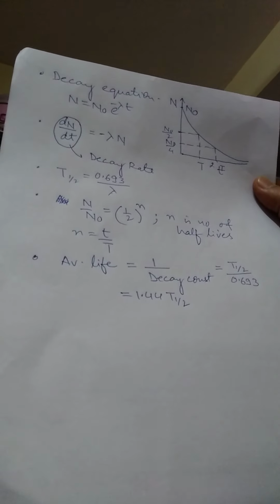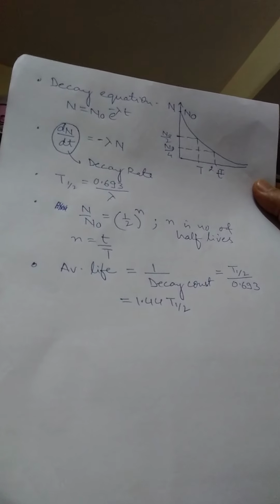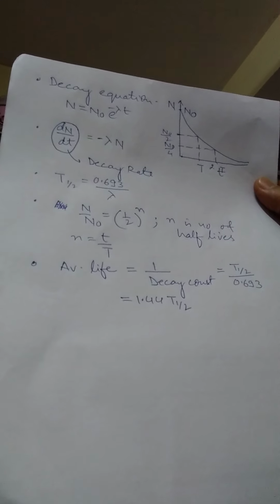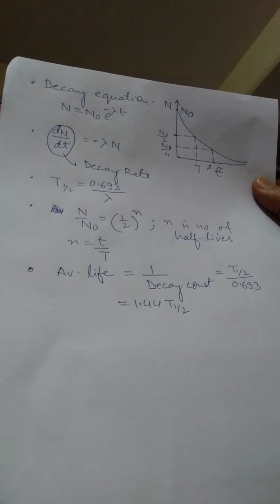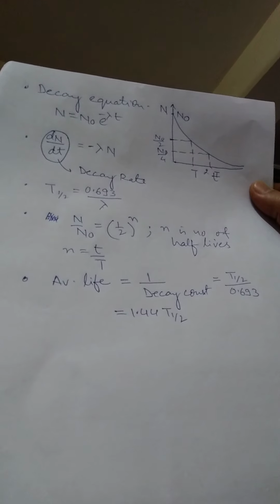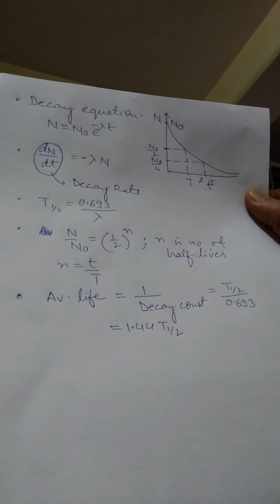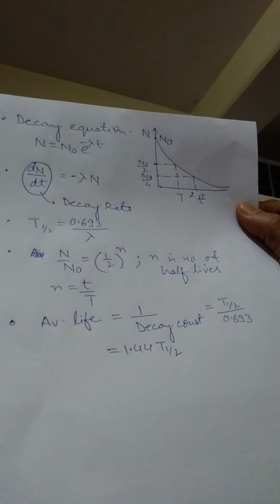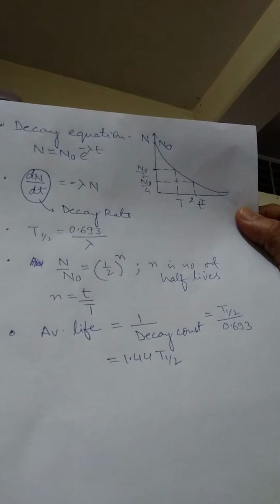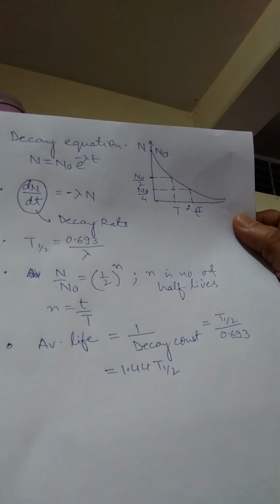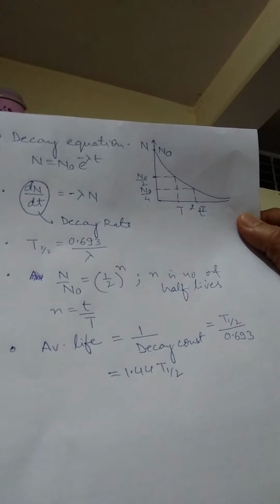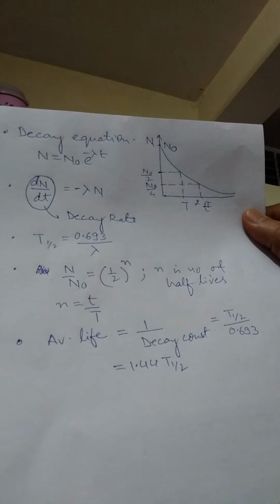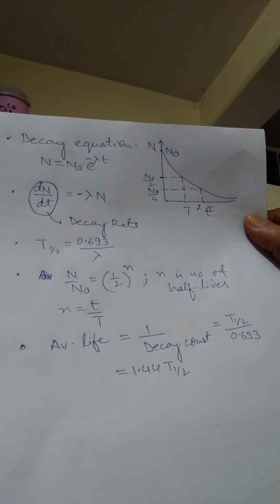Unit of radioactivity, SI unit of radioactivity, that is becquerel. So dN by dt, that is the first step of decay equation. dN by dt is equal to minus lambda N. dN by dt is decay rate. Very simple question may be asked. Half-life period is given. Number of atom at any instant N is given. So calculate decay rate.